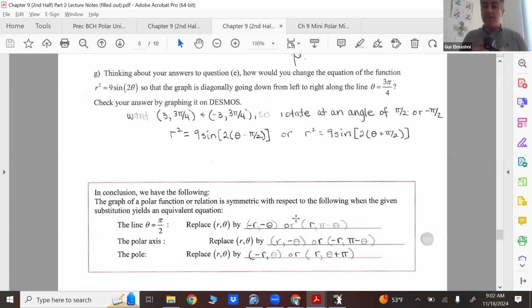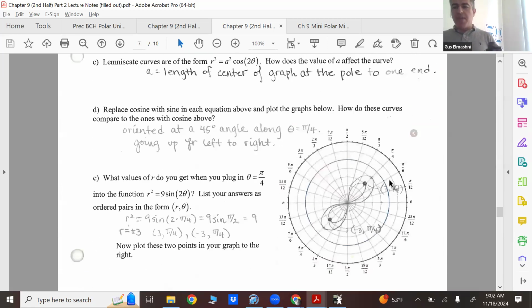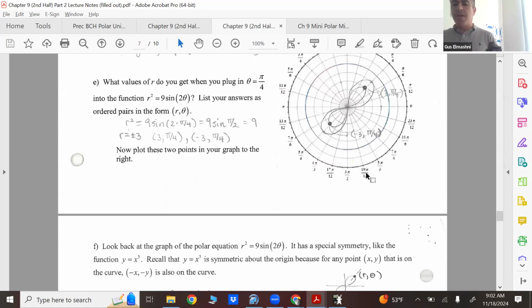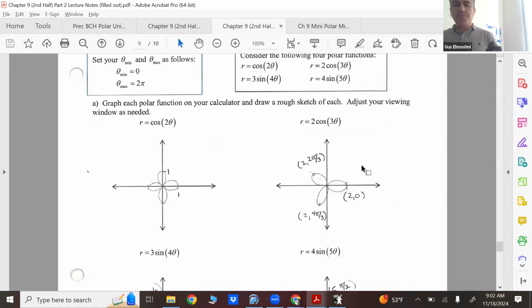Okay, yes, go ahead. Will we have to check for all 3 types of symmetry? No, you will be able to tell. I'm not going to tell you which one to use, but you'll have a graph, and you should be able to tell from the graph. If I give you this graph, don't waste your time doing theta equals 0 or theta equals pi over 2. Do the pole symmetry. If you do the other ones, you're going to be spinning your wheels. Don't do that.